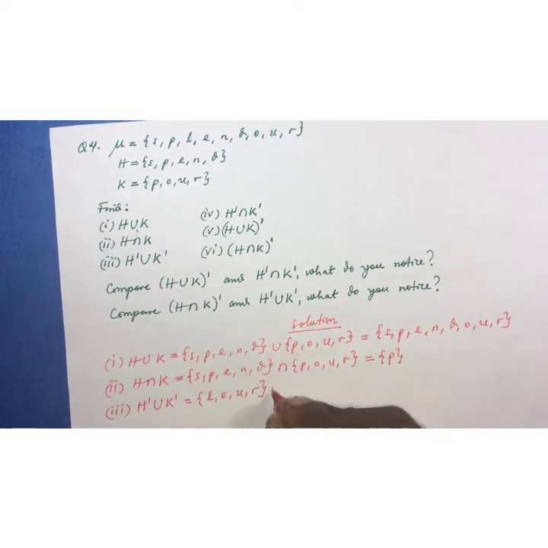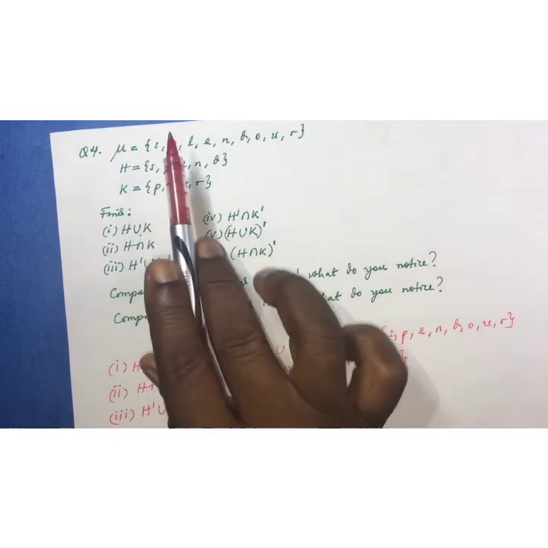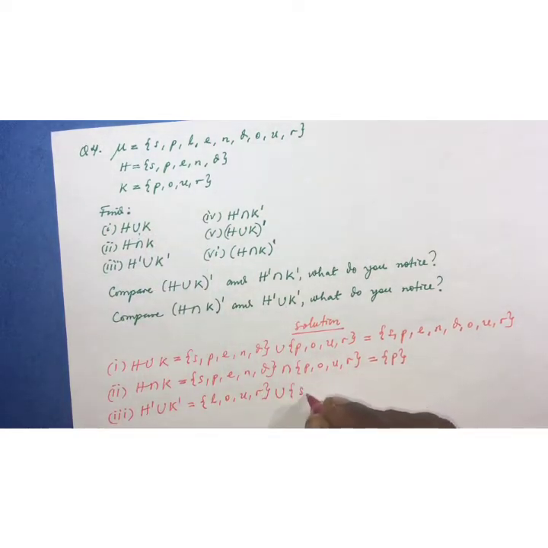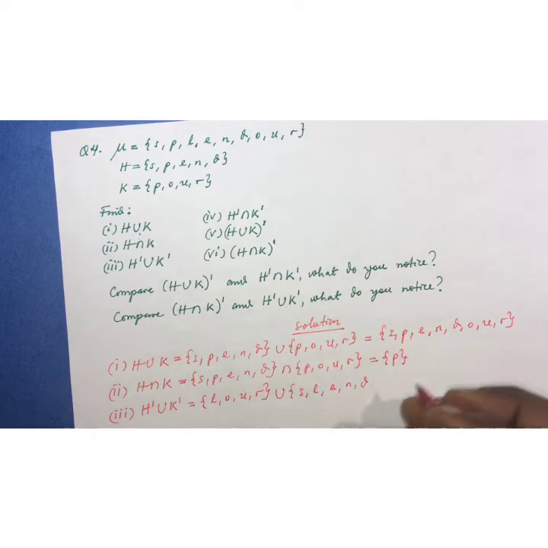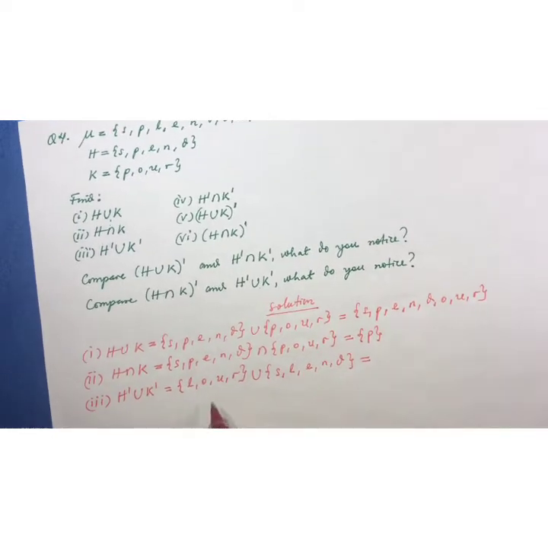Okay? Now, uniting that with K complement. What elements do you find in the universal set but not in K? The elements you find in the universal set but not in K are S, L, E, N, D. Then O, U, R are found in K. So if you remove the elements in K from the universal set, it will give you the set K complement, and when you unite both sets, uniting H complement with K complement will now give you this.